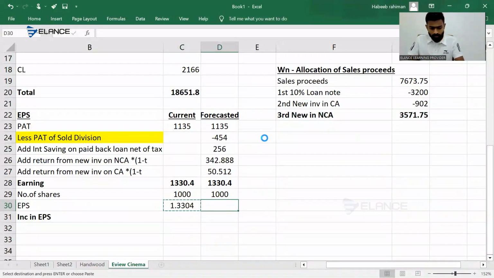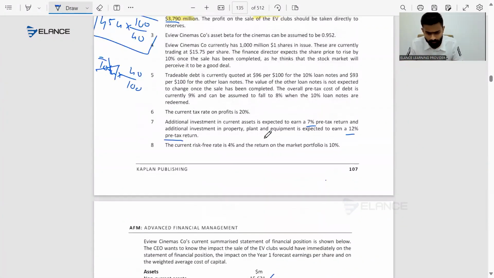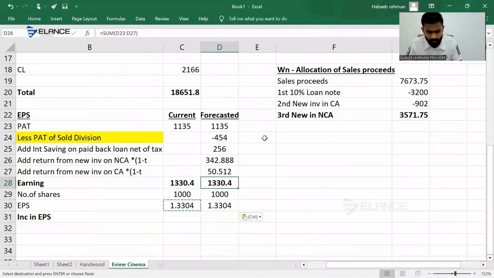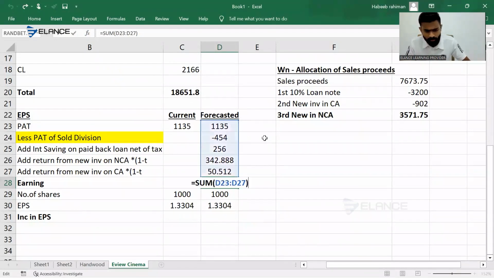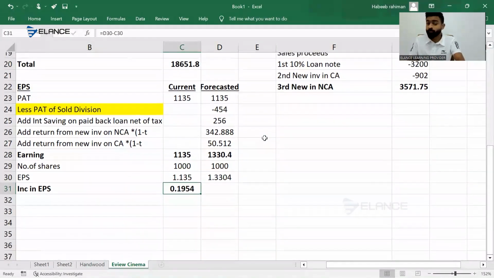Here, sir, is there any difference? Earnings is 1135. 1135? What happened? Where did I go wrong? Current earnings. Okay, instead of copy paste, I just put equal. So it will be here, yeah. Is it okay now? Yes, sir. So the impact in EPS, there's an increase in EPS, 1.33 minus 1.15. So this will be the figure for that.